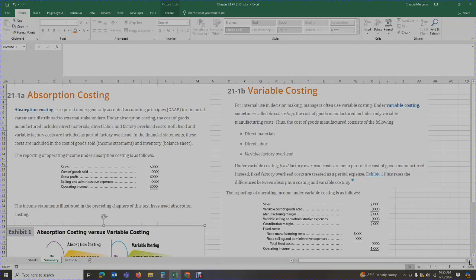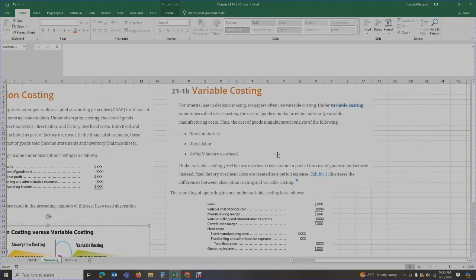Now, it's a different story if you're preparing reports for internal use. Variable costing is used for internal use in decision making and is often used by managers. Okay? Under variable costing, sometimes called direct costing, the cost of goods manufactured includes only variable manufacturing costs. Thus, the cost of goods manufactured consists of the following: direct materials, direct labor, and variable factory overhead. So in this section, we exclude any fixed factory overhead. Those are not included under the variable costing method.